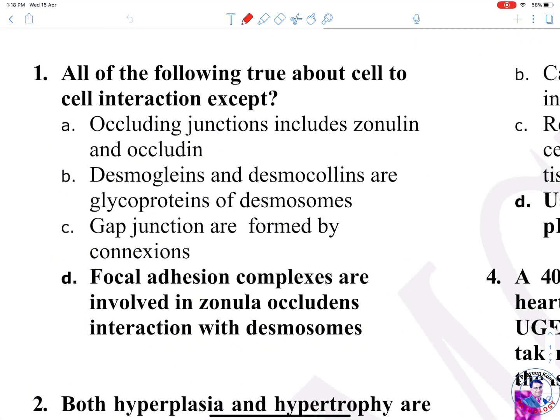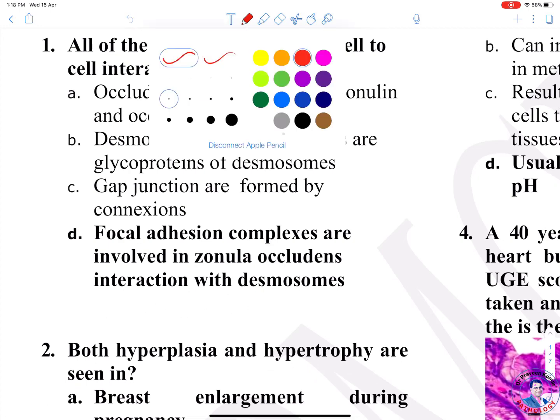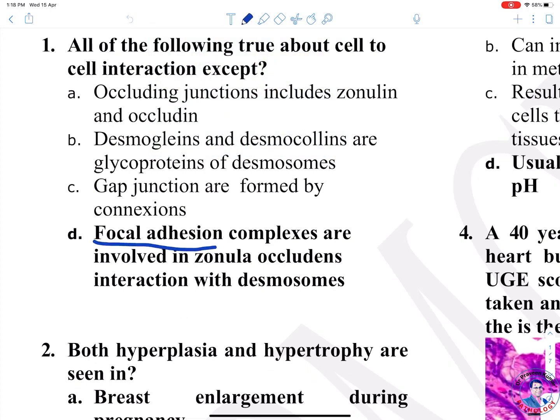I don't think any one of you has made a mistake in question 1. Basically, in question 1 it is not this focal adhesion molecule which binds to this. Actually the zonula occludens and desmosome never ever interact with each other.